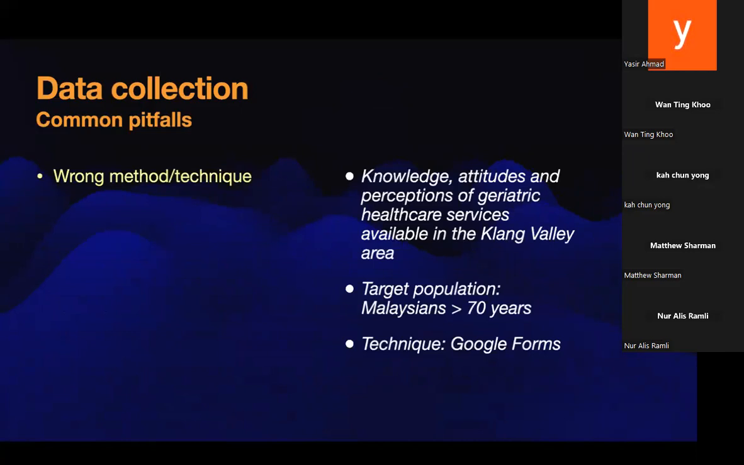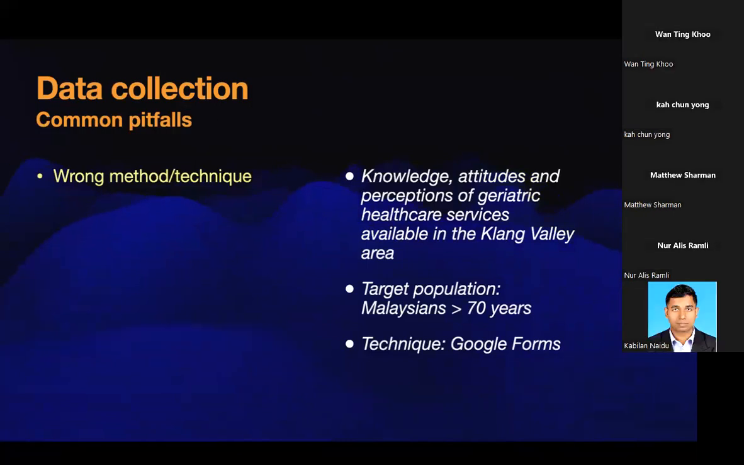Okay. So first of all, wrong method or technique. For example, you have a study where you want to look at knowledge, attitudes, and perceptions of geriatric healthcare services available in the Klang Valley area. Okay. And your target population is Malaysians over the age of 70 years. And your technique is Google Forms. So what do you think is wrong with this? What's wrong with this technique?